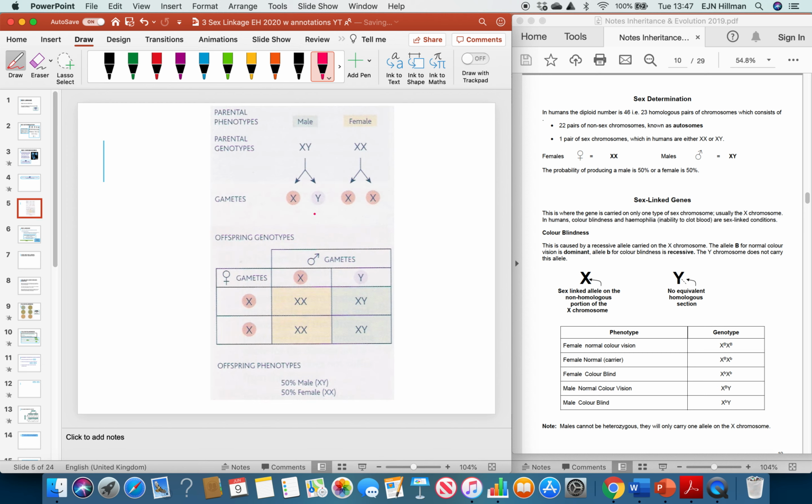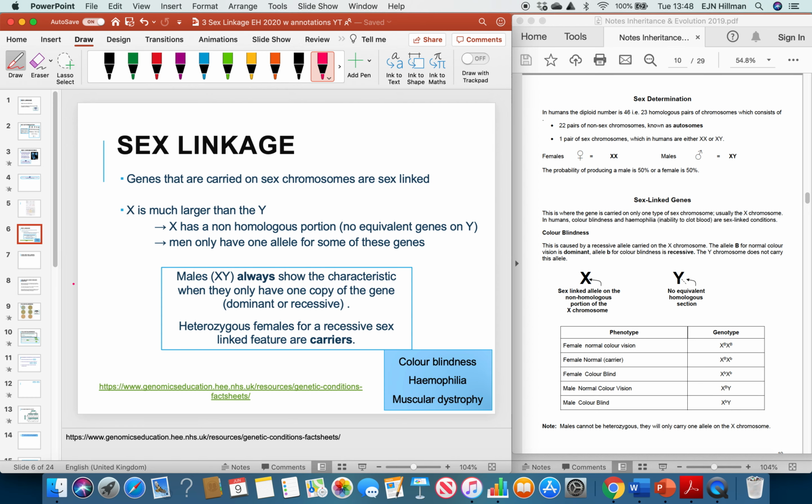Okay, this is another diagram showing the same thing I've just shown before. So gametes produced, X and Y in different gametes in a male, X and X in the female. There's the Punnett square, 50% chance of male, 50% chance of female. Okay, so sex linkage then. This is where the gene is carried on one of the sex chromosomes.